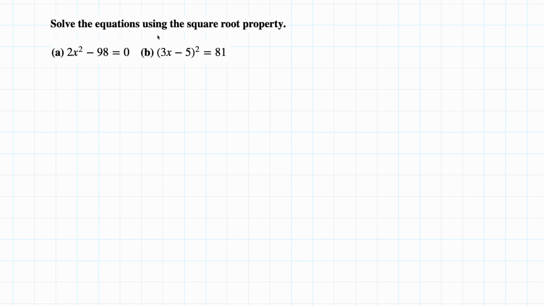Solve the equations using the square root property. So let me recall the square root property. That is when we have x squared equals some positive number a, and we want to solve for x. That means we want to get x by itself, then take the square root of both sides, then x will be plus or minus the square root of a.